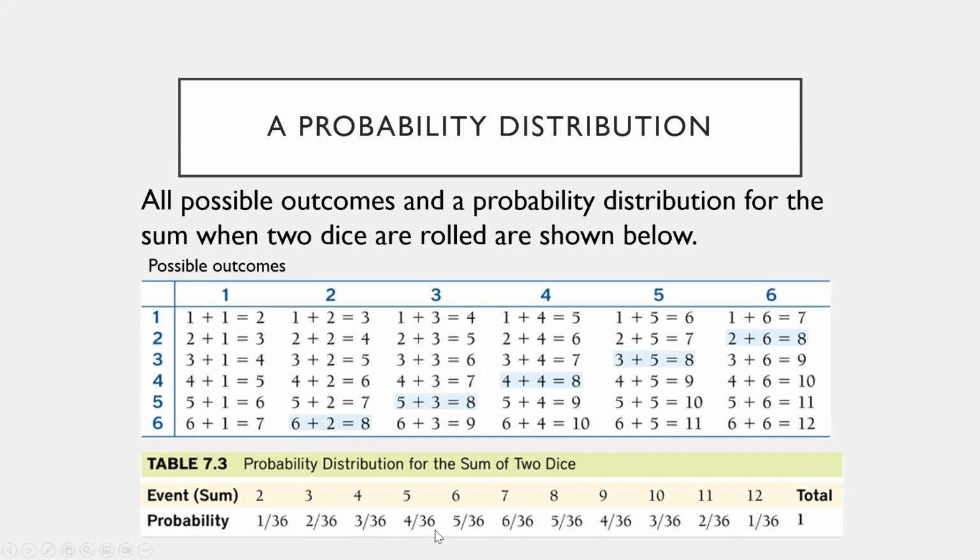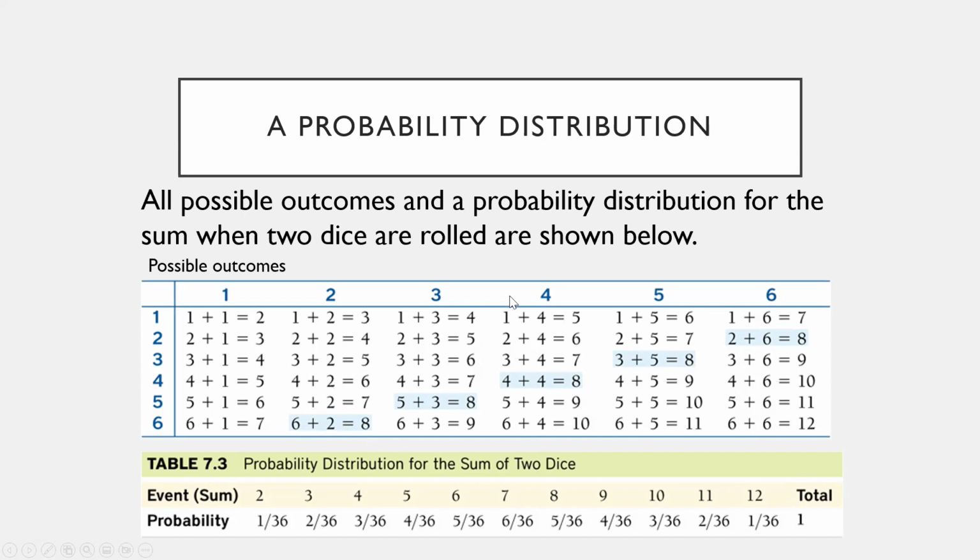I left them with a common denominator instead of simplifying because it would make it easier to add these up. 1 plus 2 plus 3 plus 4 plus 5 plus 6 plus 5 plus 4 plus 3 plus 2 plus 1 is 36, and 36 over 36 would be 1, or 100%.